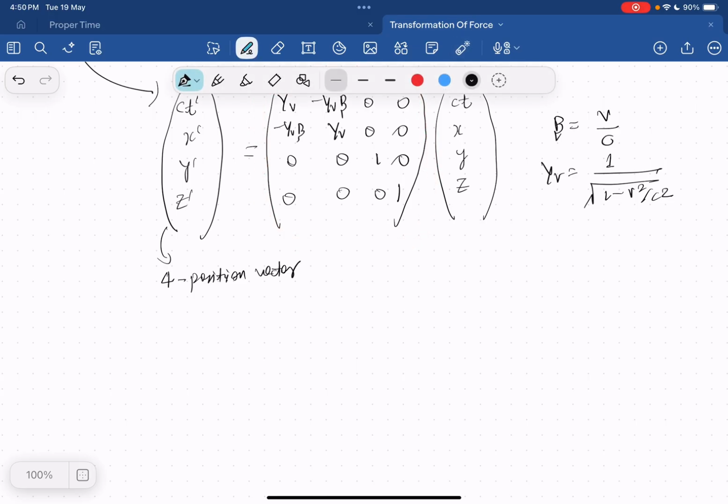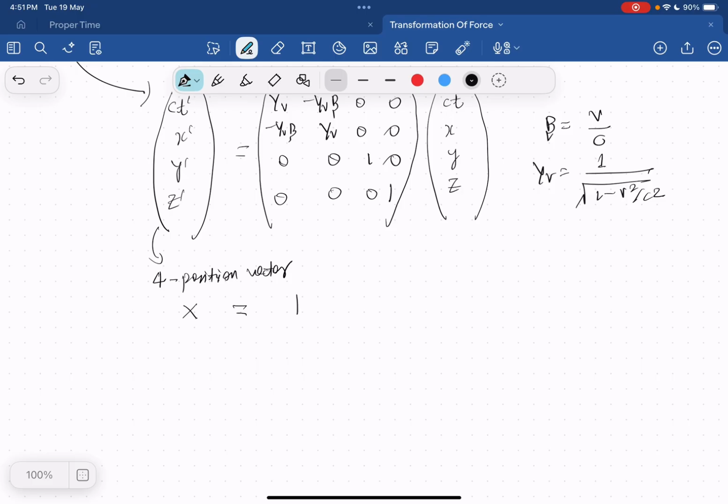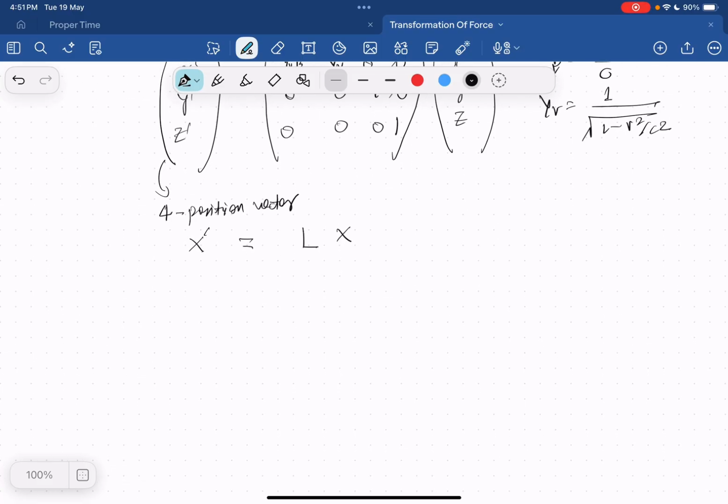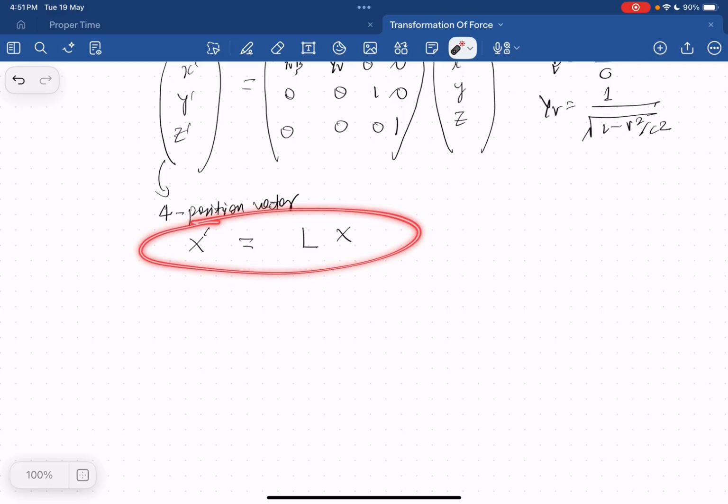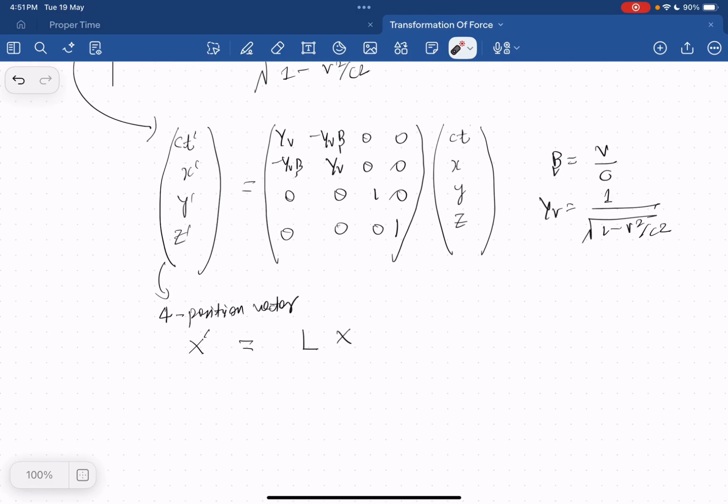So if we write this as x prime is equal to some matrix, say L for Lorentz transformation, times x, then any column vector, any set of four quantities which transform according to this equation is qualified as a four vector. This is the definition of the four vector.